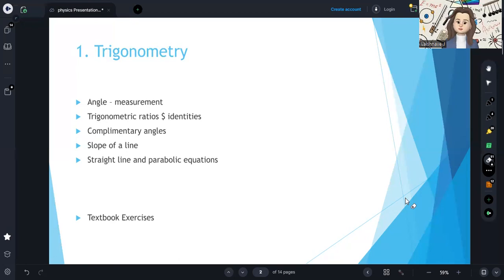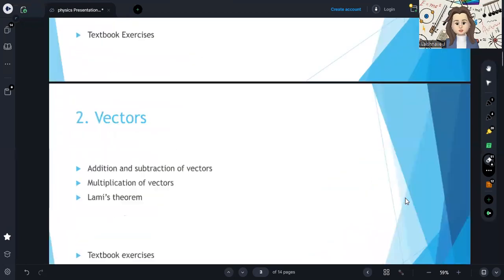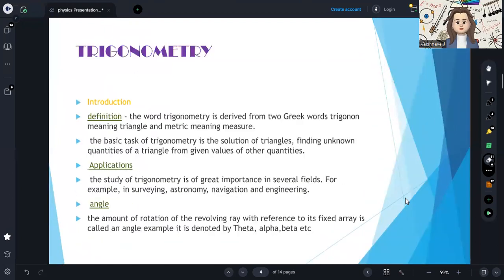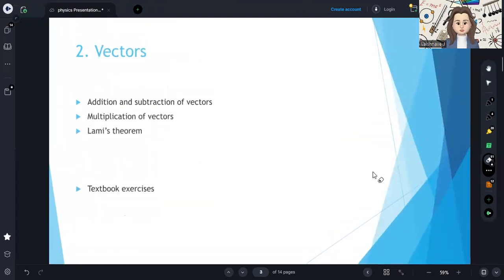Now let's see. Coming to trigonometry, our today's topic. Without looking at your slide, can you guess the definition of trigonometry? Okay, so trigonometry can also be known as the study of triangles, where you try to find solutions for many different parts of a triangle.